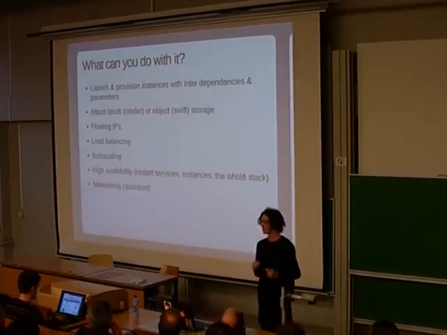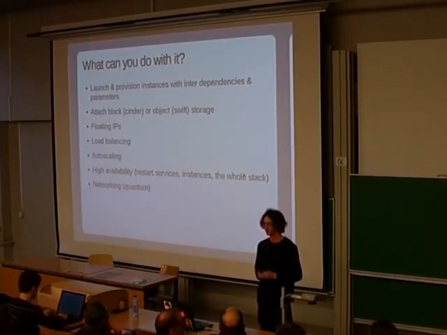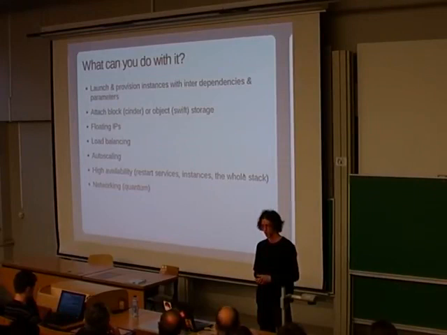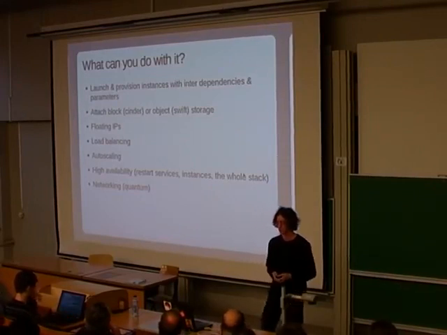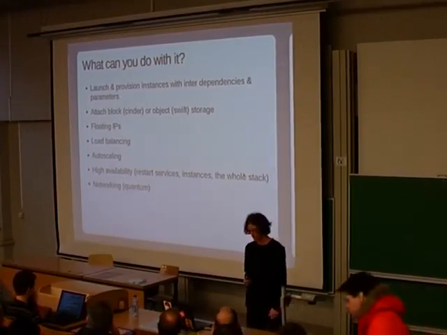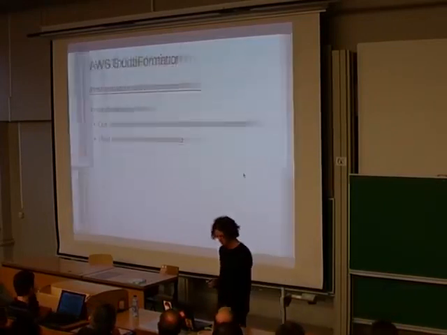So Heat in and of itself doesn't do much. It needs to be connected to the OpenStack services that actually do the proper work, right? So you're able to connect to Nova and launch Nova instances. You're able to attach block or Swift storage. You can use floating IP addresses, load balancing, auto-scaling. Those two are not natively supported by OpenStack, so Heat does that. And we have support for networking via Quantum.